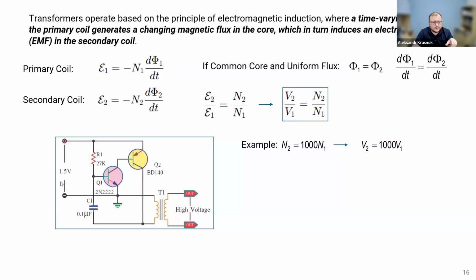So you can raise this 1.5 volts up to 1000 volts, for example. So in the output you will get 1000 volts. And yeah, so is it that dangerous? Of course, the answer is not really, right?